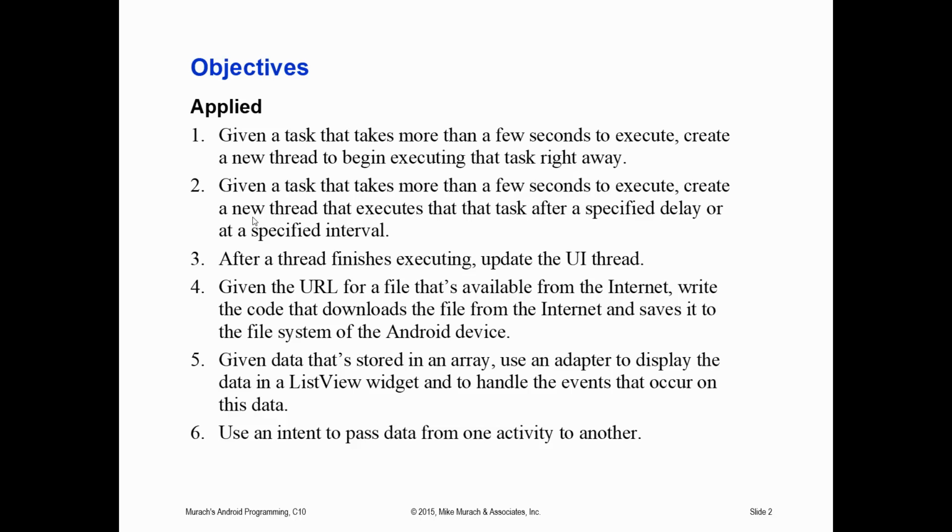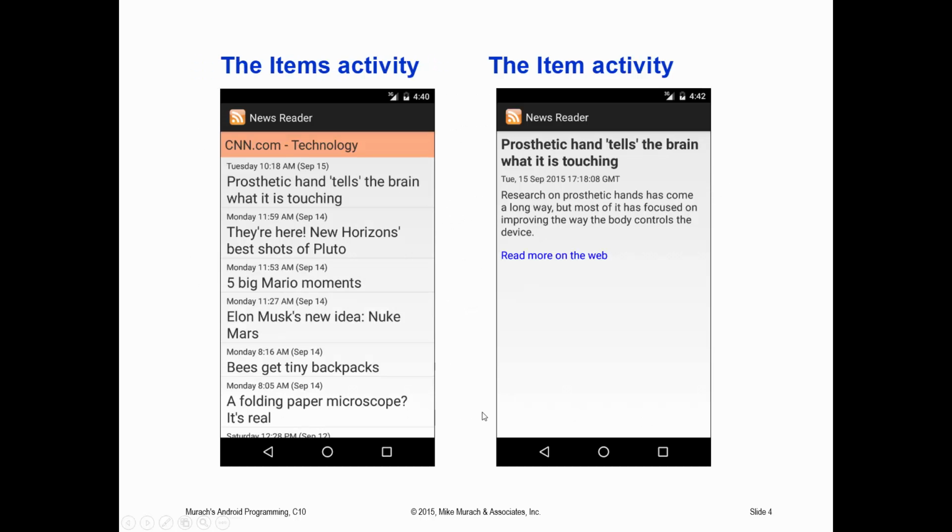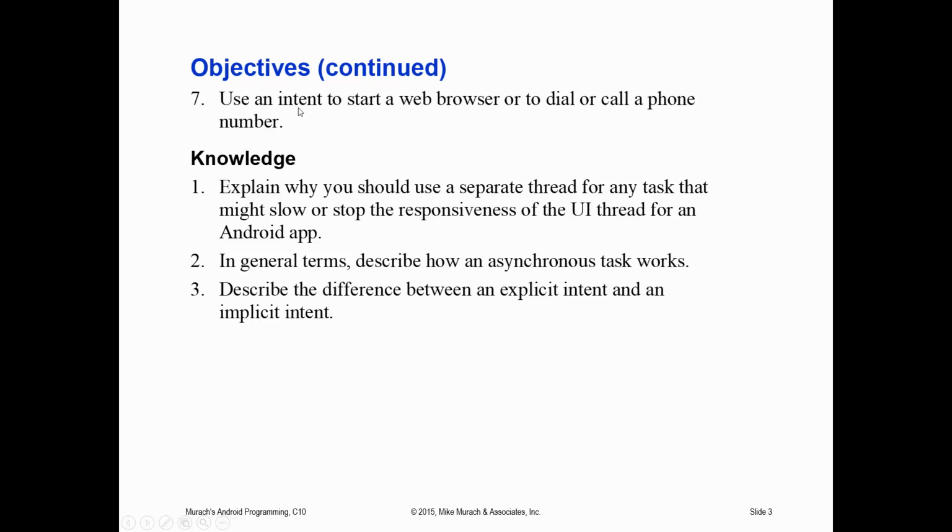Number 3, after a thread finishes executing, update the UI thread, UI for user interface. Number 4, given the URL for a file that's available from the internet, write the code that downloads the file from the internet and saves it to the file system on the Android device. Number 5, given data that's stored in an array, use an adapter to display the data in a list widget and handle the events that occur on this data. Number 6, use an intent to pass data from one activity to another. And finally, number 7, use an intent to start a web browser or to dial a phone number.